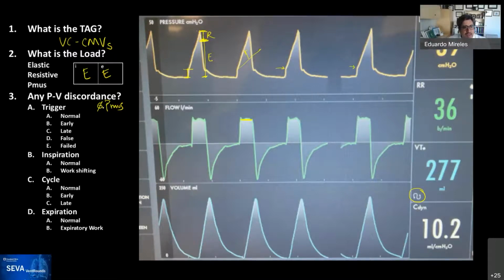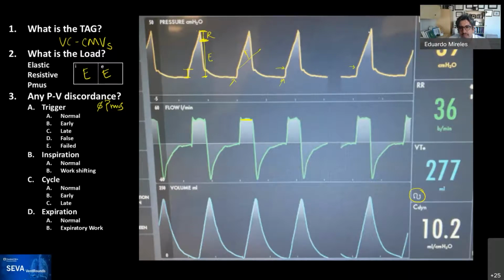And then you said, I don't see any PMOS. So whenever I'm looking for PMOS during inspiration, I look at the pressure waveform, and I agree with you. I don't see any change before the trigger occurs. There's no change in pressure there, and I don't see much change on the flow.